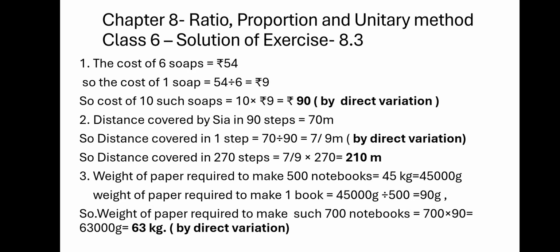Now the solution of exercise 8.3. Now the first one, the cost of 6 soaps is given as rupees 54. So the cost of one soap is 54 divided by 6, that is rupees 9. So the cost of 10 such soaps is equal to 10 into 9, that is 90. So this is by direct variation, because when one quantity increases, the other is also increasing.